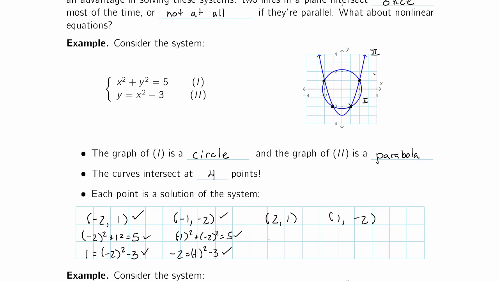We can plug in the other 2 points, and we'll see the same thing. 2 squared plus 1 squared really equals 5, and 1 really equals 2 squared minus 3. 1 squared plus (-2) squared really equals 5, and -2 really equals 1 squared minus 3. All 4 of those points really are solutions to the system. They really do work in both equations. So whatever process we have for solving that system, it's going to have to give us all 4 of those points.